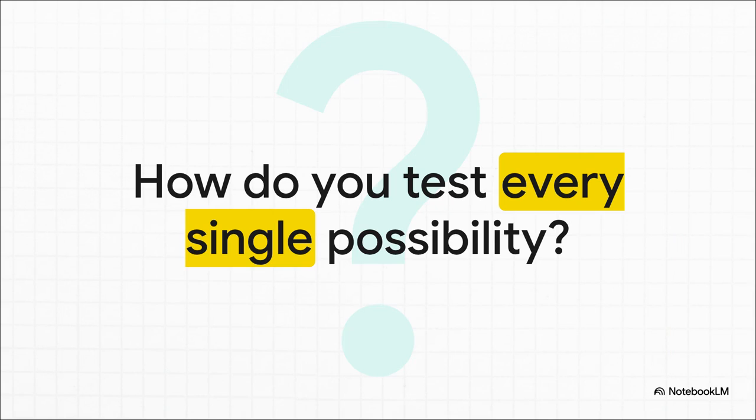Okay, so let's start with a problem. Imagine you're testing something as simple as a font size box. You can type in 8, 12, maybe 72, but what about 1,000 or 10,000? What about a negative number? Or what if you just type in a word, like blue? The number of potential inputs is, well, practically infinite. So how on earth do you even start to test that?